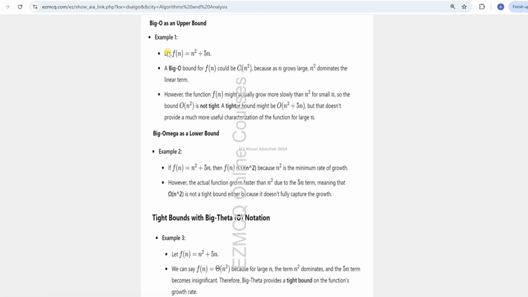So we see that f of n is n squared plus 5, and this f of n is a complexity function. This is not order. This is a complexity function. So the big O bound for f of n could be order n squared. Why? Because this n squared dominates this entire function. N squared dominates this entire function.